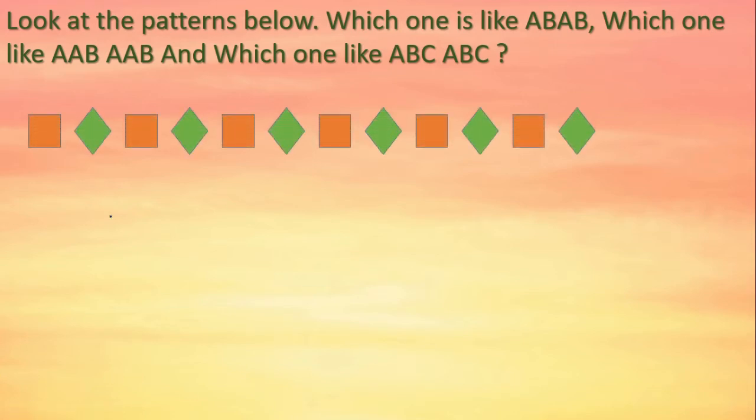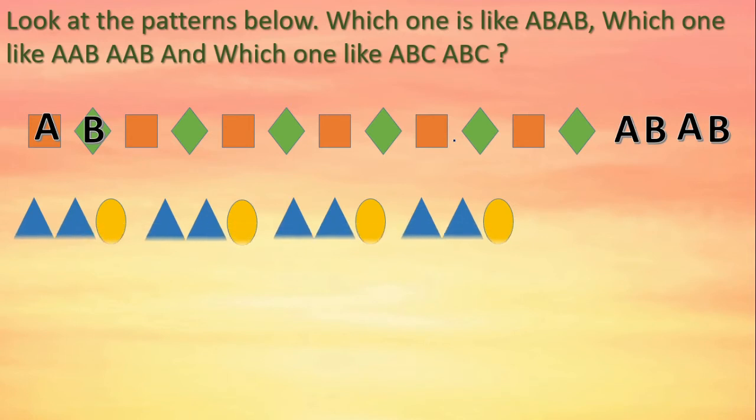See, dear children, this is the first pattern. Square, diamond, square, diamond, square, diamond, square, diamond, square, diamond, right? So let us consider this as A and this as B. Okay, now see A, B, A, B, A, B, A, B. So our pattern is like A, B, A, B. Got this? How to decide?